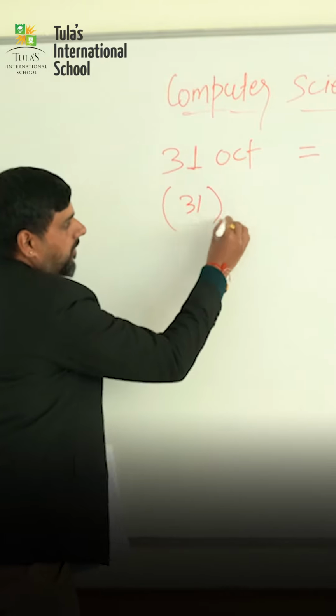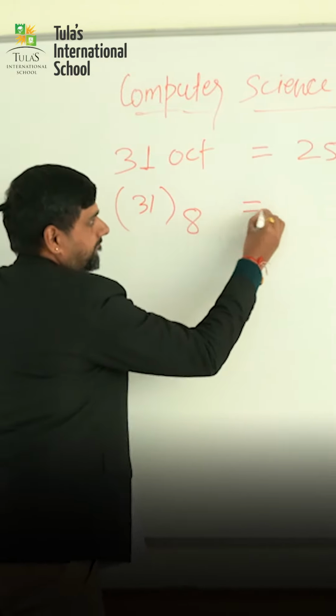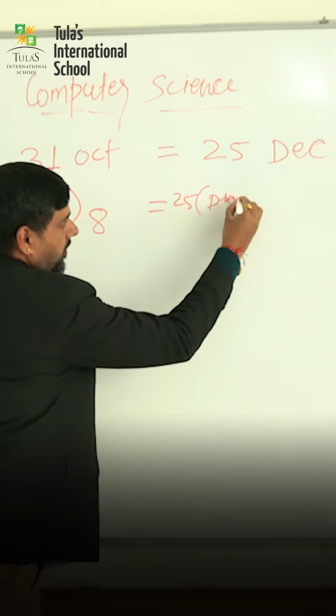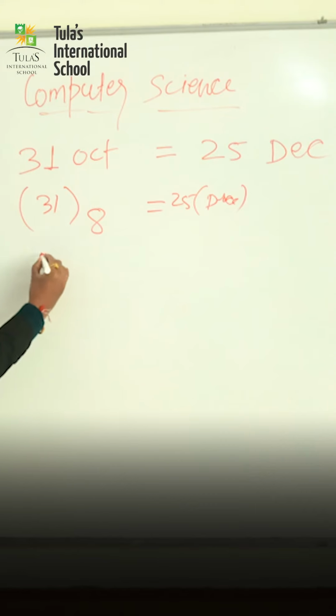31st is Oct, then 25 Dec. It's not December, but it's decimal. So how do we prove this?